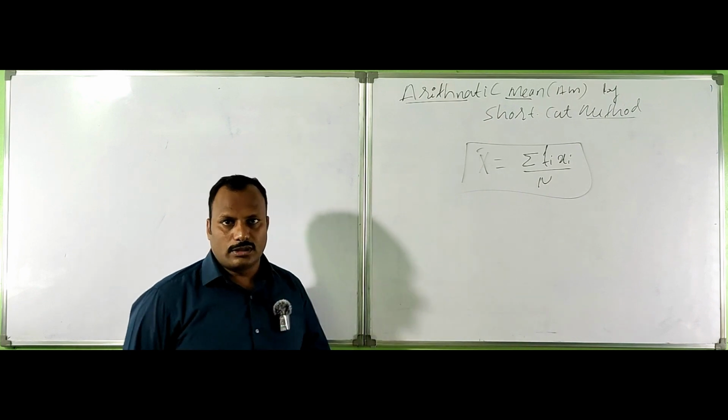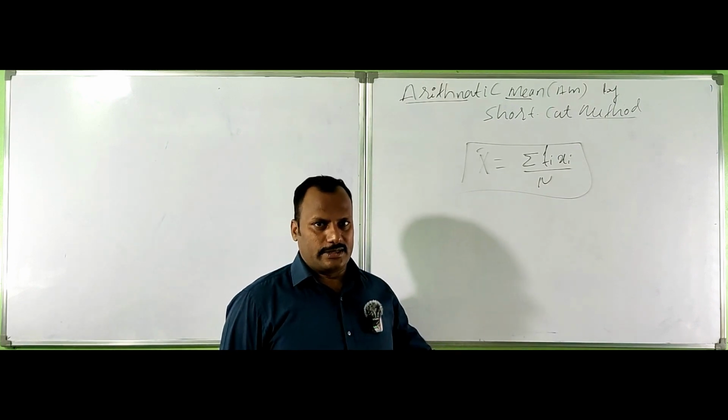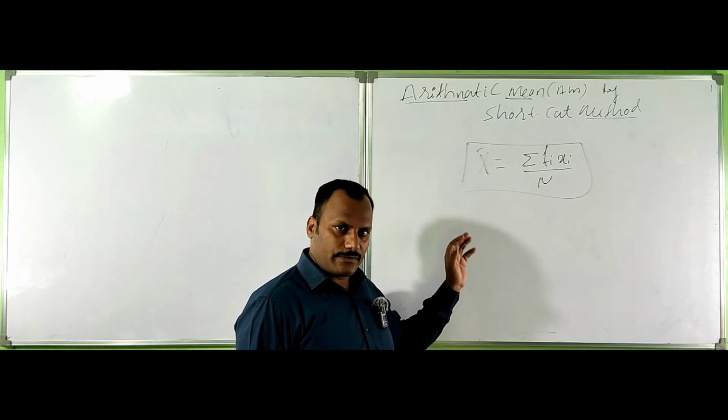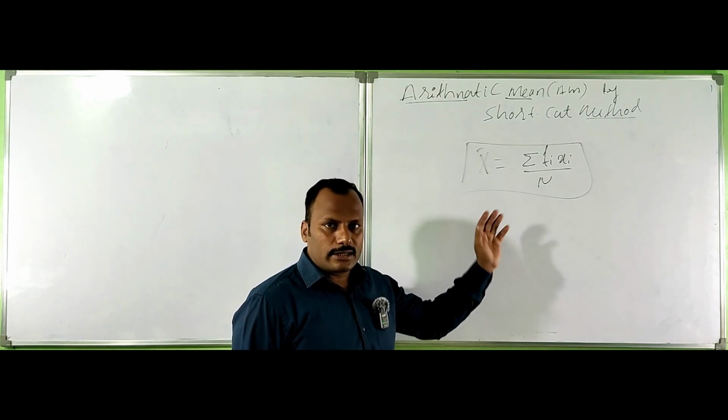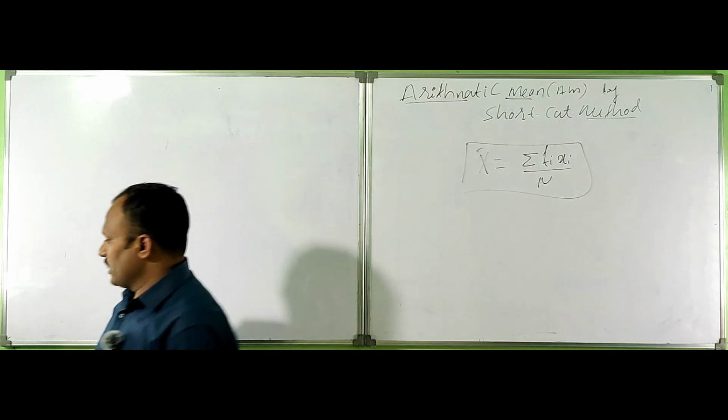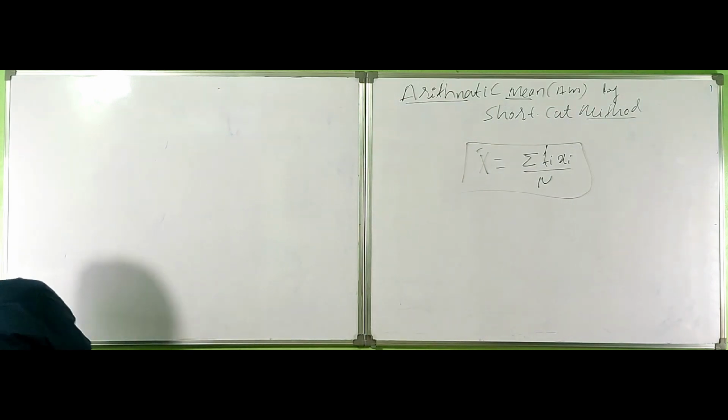Shortcut method means simplifying the way. We take one random value, meaning an average value of the given data, then take the difference from that value and multiply again. Let's take an example.